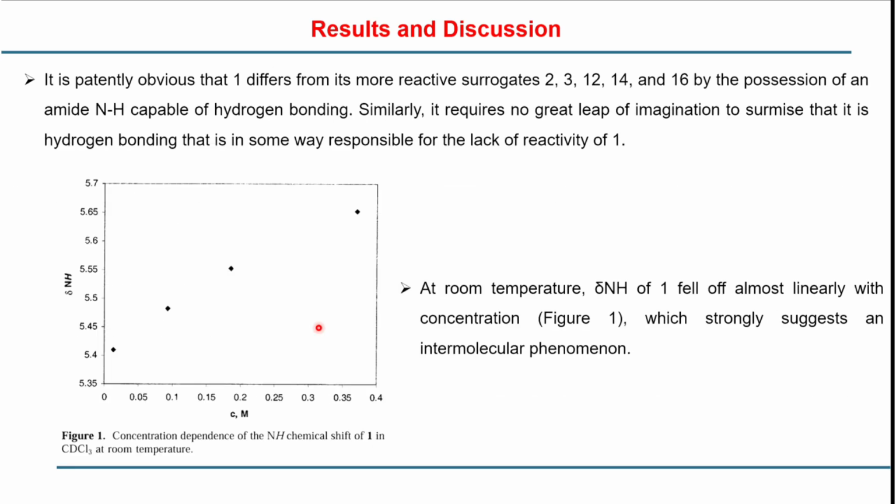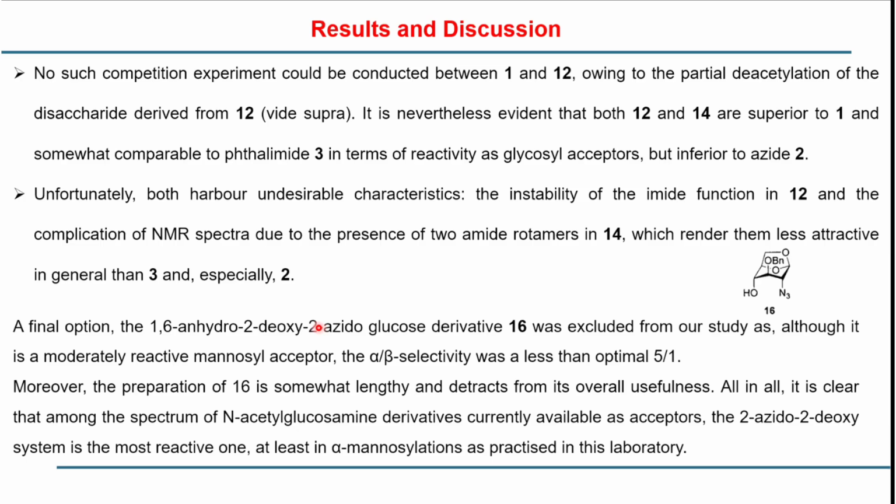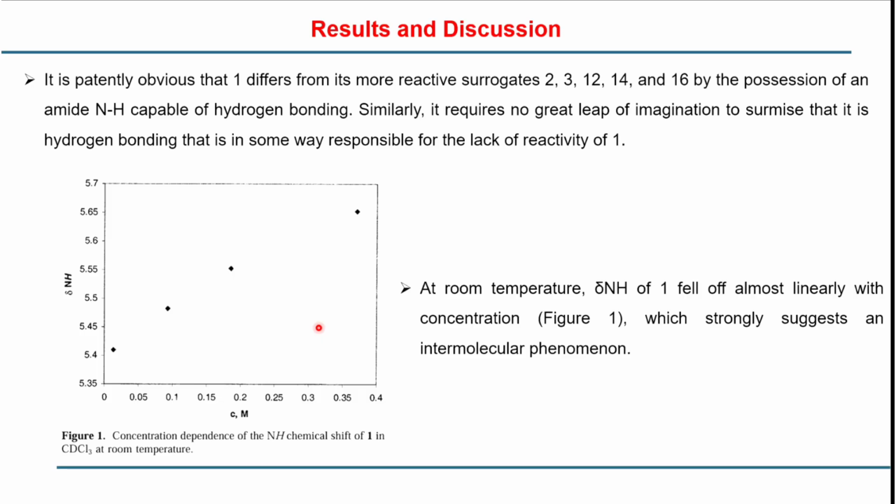So till here, we do understand there is less reactivity of the N-acetyl group compared to the phthalimide and the azide. So what could be the reason? For that, they started with the NMR studies, where they have taken the acceptor 1.